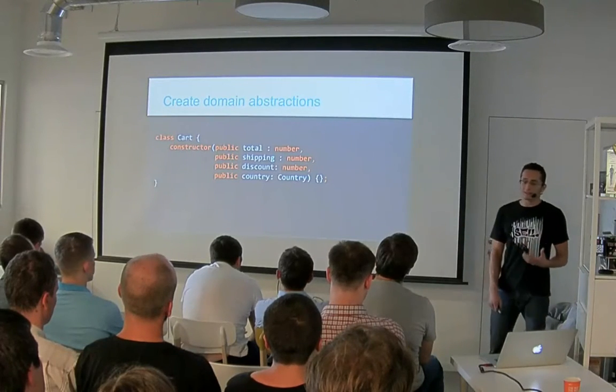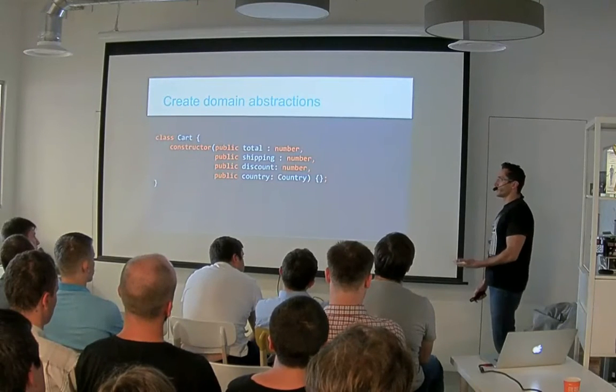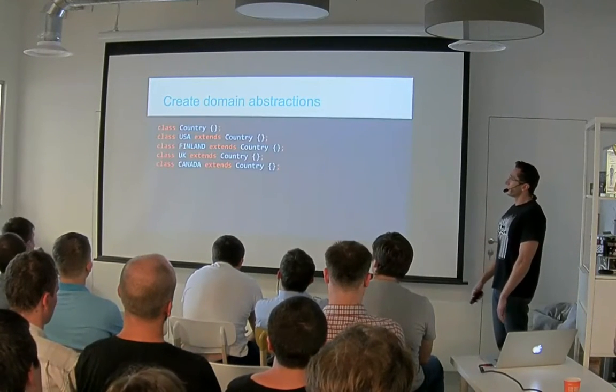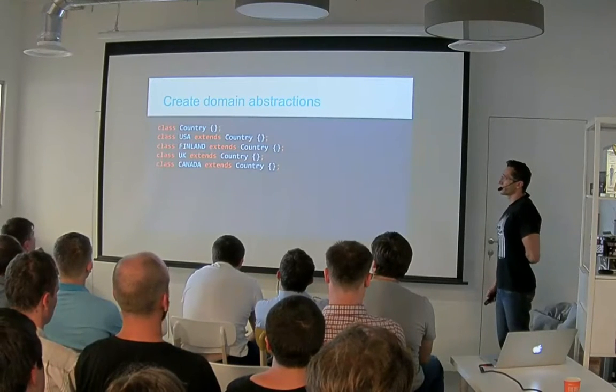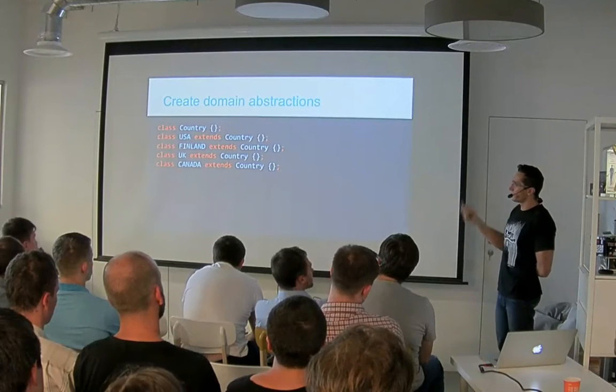Notice that tax is not part of the cart. Tax is a product of cart calculation, something that we need to find. Another abstraction is basically just the countries we support. No need to go over it. USA, Finland, UK, and Canada.